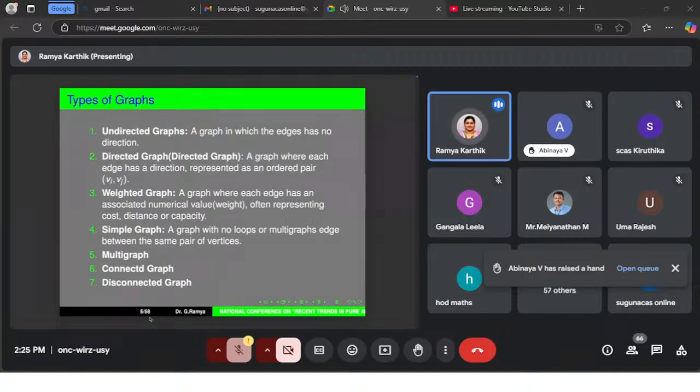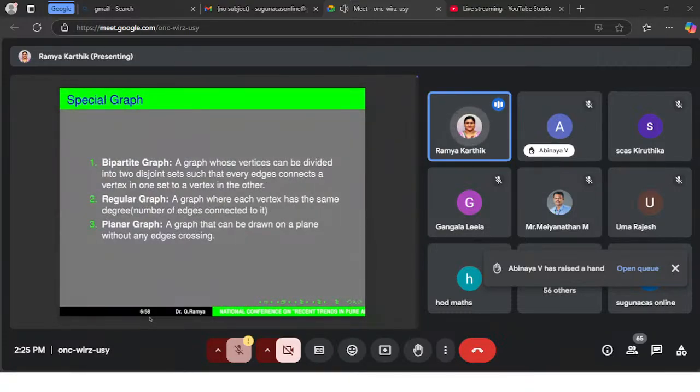Okay, and next one, multigraphs. Multigraphs allow multiple edges between the same pair of vertices, and these are useful in modeling transportation networks where multiple routes exist between two locations. Next one, which is very important, connected graphs and disconnected graphs. A connected graph has a path between every pair of vertices. For example, in a fully linked social network, everyone can reach each other through some connections. Disconnected means some groups in social media have no connections between them. That is an example of a disconnected graph.